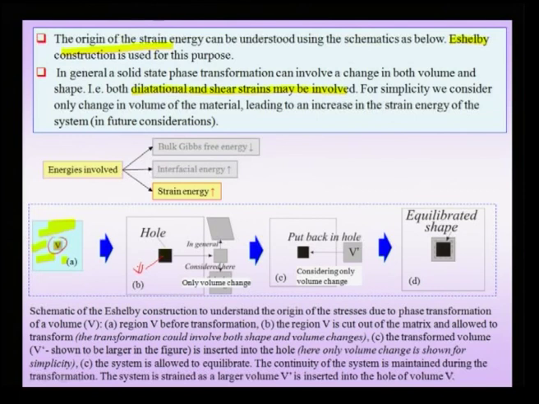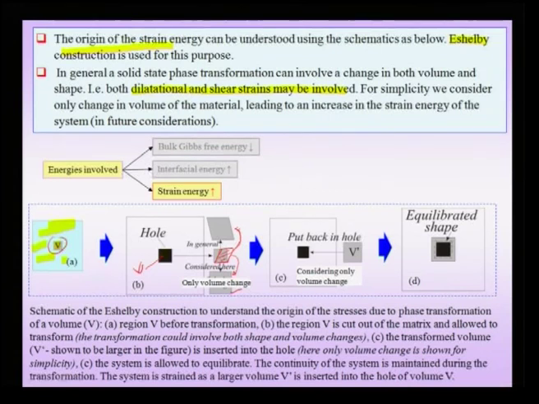In general, I could have only a volume change, as shown below. That means the volume after transformation could be larger or smaller. In this schematic, we have shown a larger volume here. Or this transformation could involve a change in shape, in which case this volume of material would change in shape. Suppose I just have a shear strain involved, then this would be the new shape of this transformed volume. So I could have a new shape, but in general I could have a change in both shape and volume.